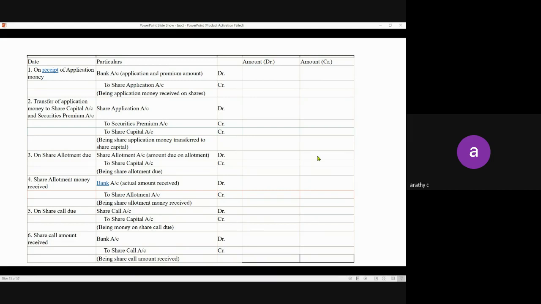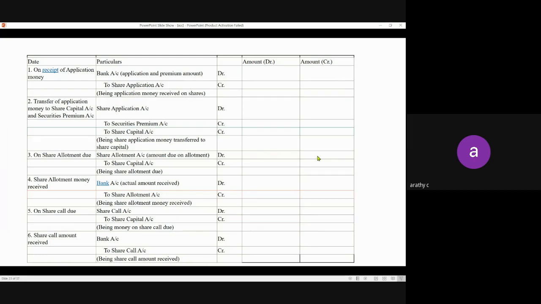And in the share allotment due, the same as earlier, share allotment account debtor to share capital account. And share allotment money also same, bank account debtor to share allotment account. Share call due also same, share call account debtor to share capital account. And the last, share call money received, bank account debtor to share call account.